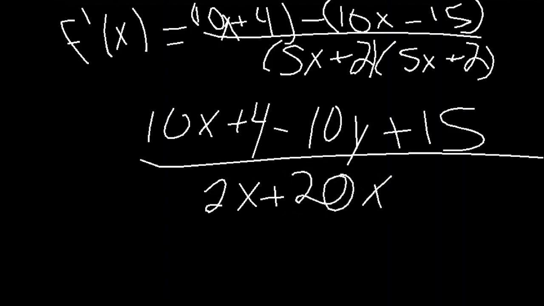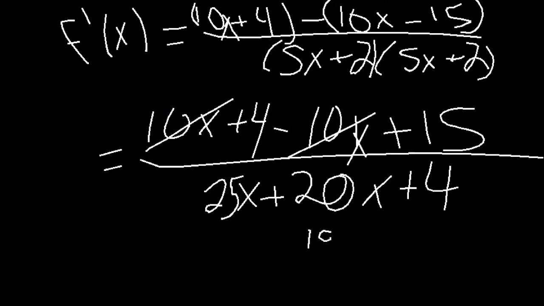20x. Oops, this would be 25x plus 4, right? And then we can further simplify, because, oops, that looks like a y, that's an x. Because negative 10x plus 10x just cancels out each other. And then we have 4 plus 15, which is going to be 19 all over 25x.